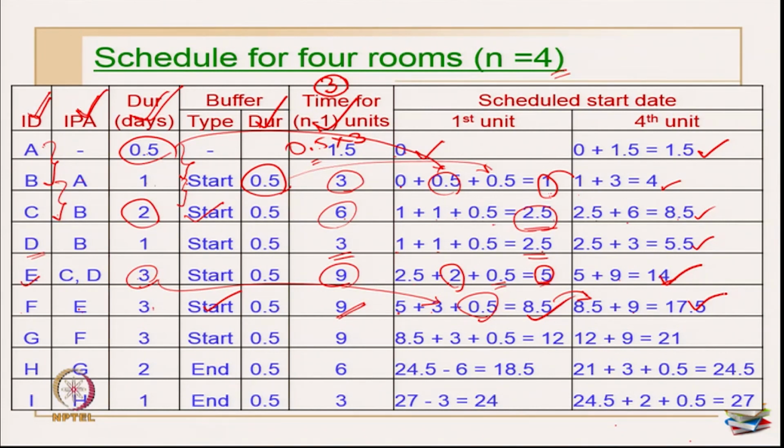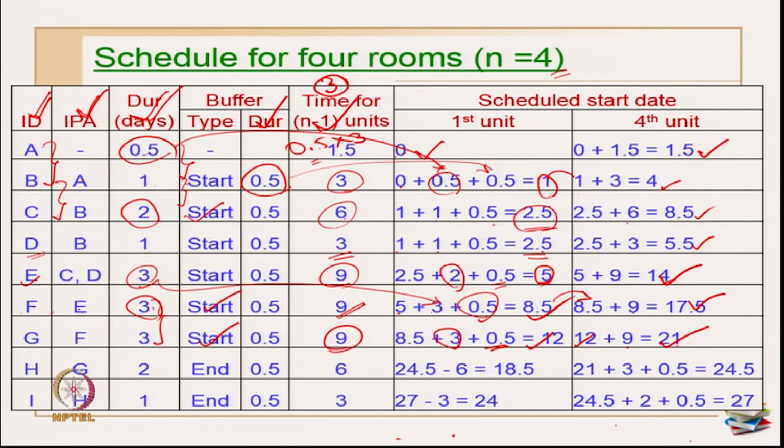Okay. So now coming to the next activity G, and the IPA is F which is immediate. So I have to compare these two activities. Again these two activities have the same duration. So I am again introducing a start buffer here. Now this is 8.5 plus time taken for activity F, which is 3, that 3 is coming here, plus 0.5 which is the buffer between F and G. So this becomes 12 now. Okay. Now for the 4th unit this is 12 plus the time taken for n minus 1 units, which is 9. So this becomes now 21.